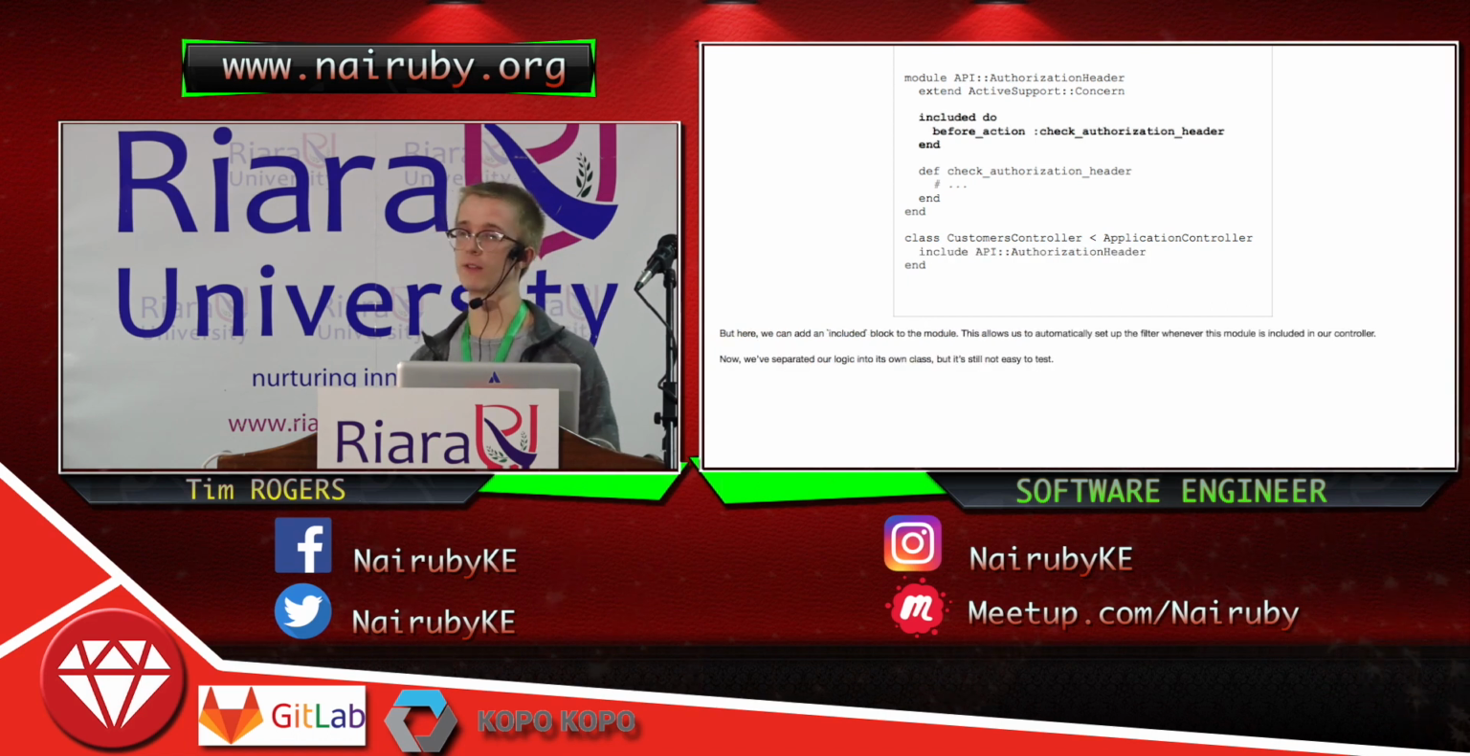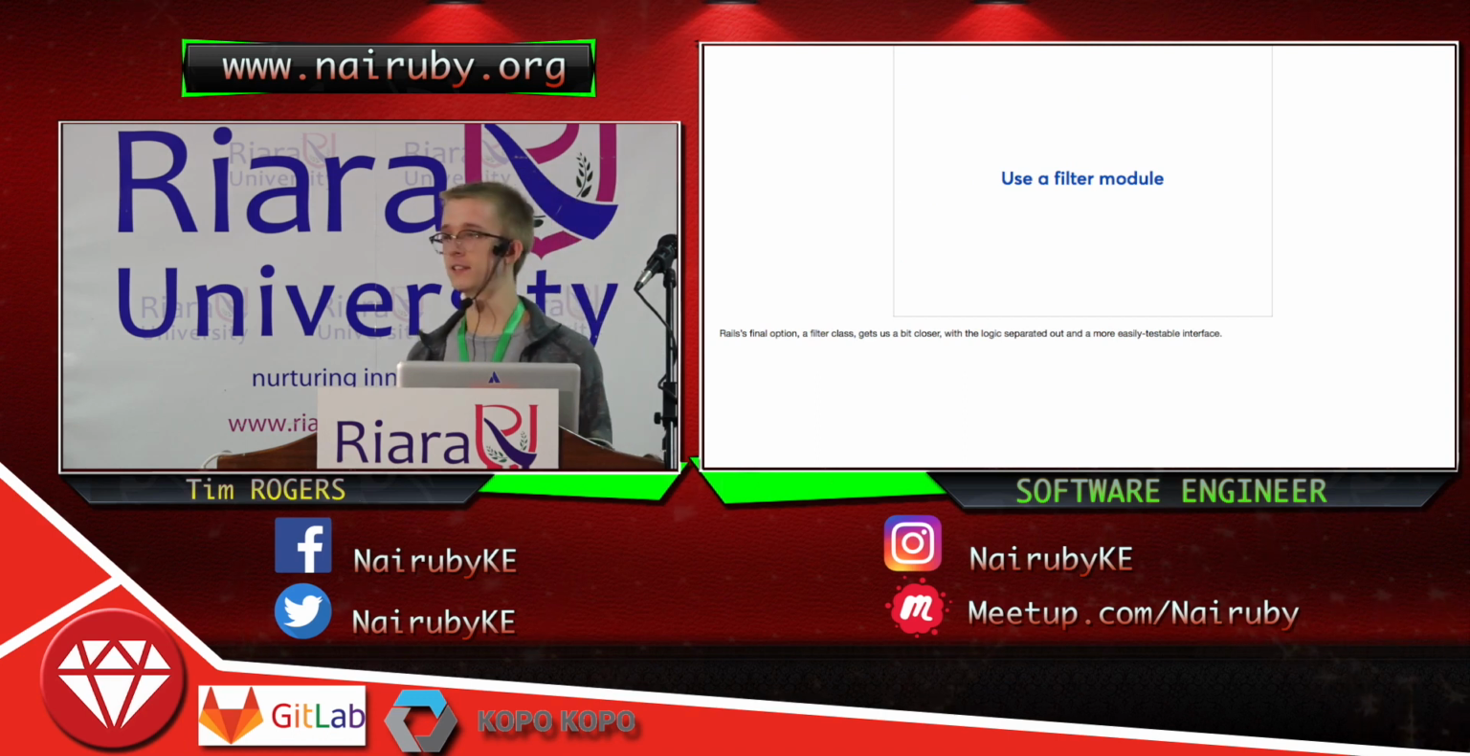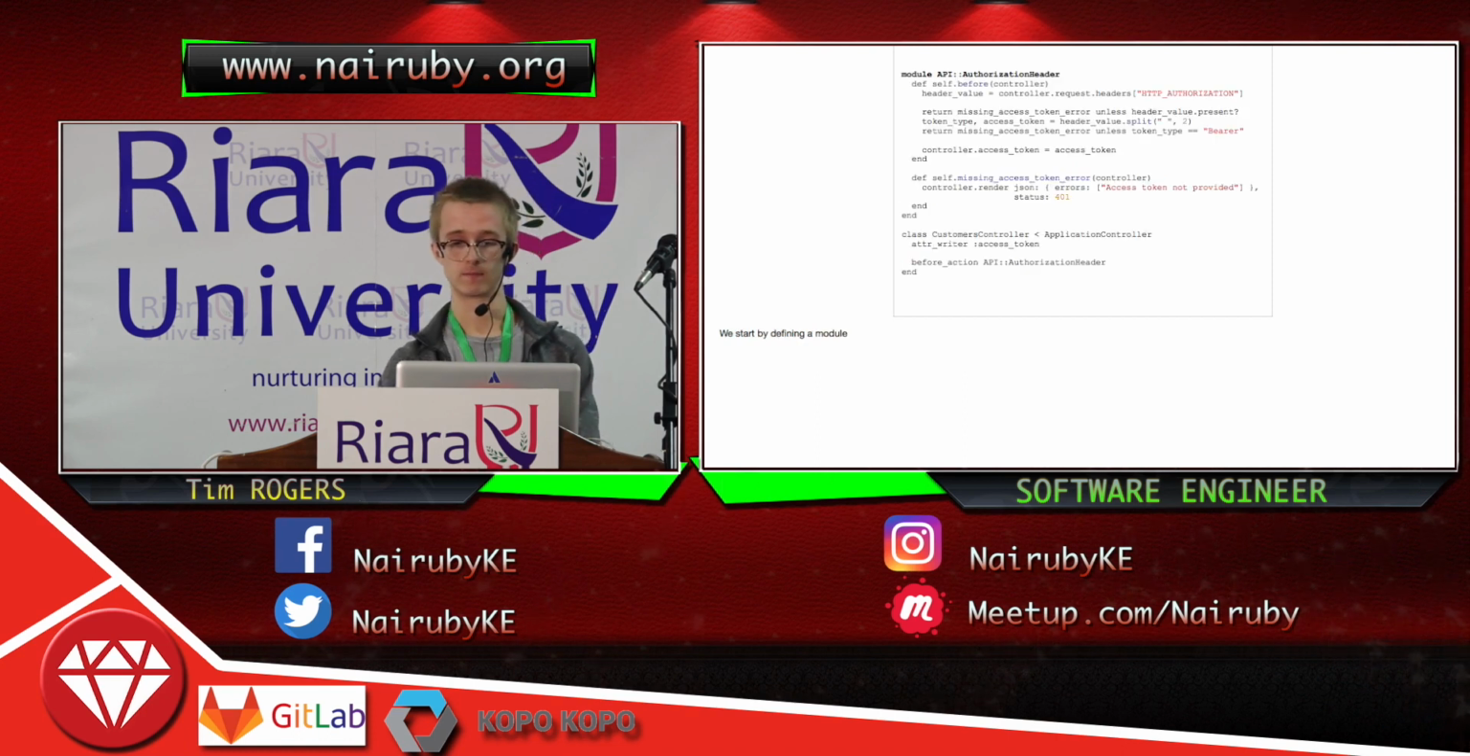So now we've been able to separate the logic into its own class, but it's still not easy to test. So what other solutions are there? The final option that Rails offers is what's called a filter module. This gets us a little bit closer, with the logic separated out and a more easily testable interface.